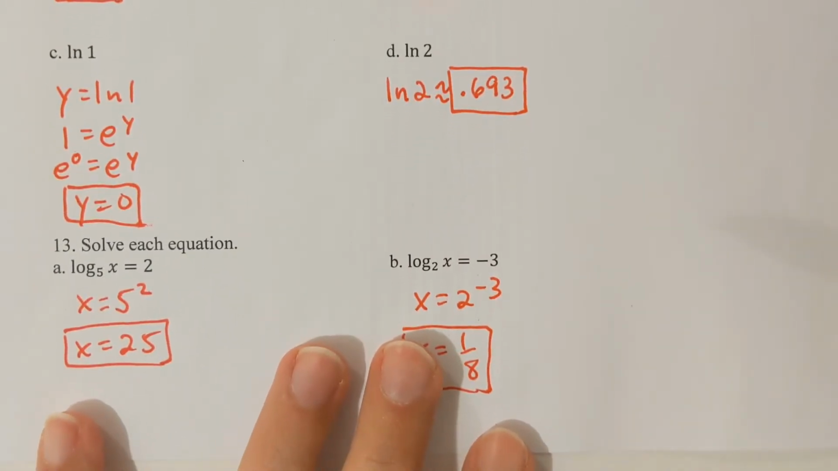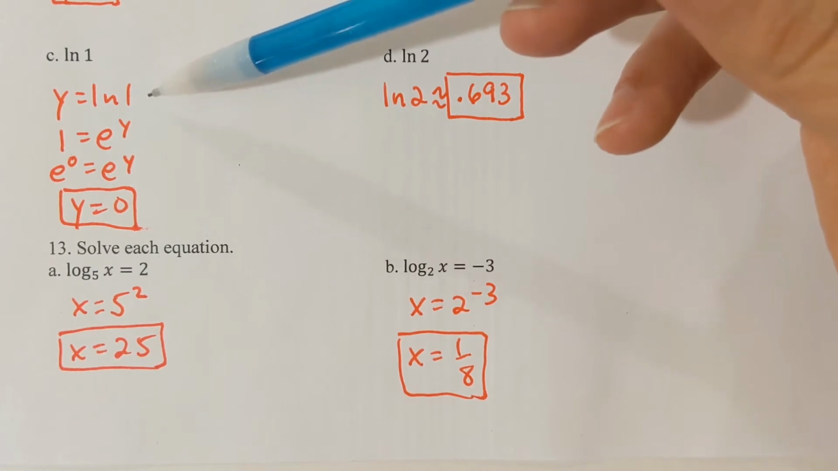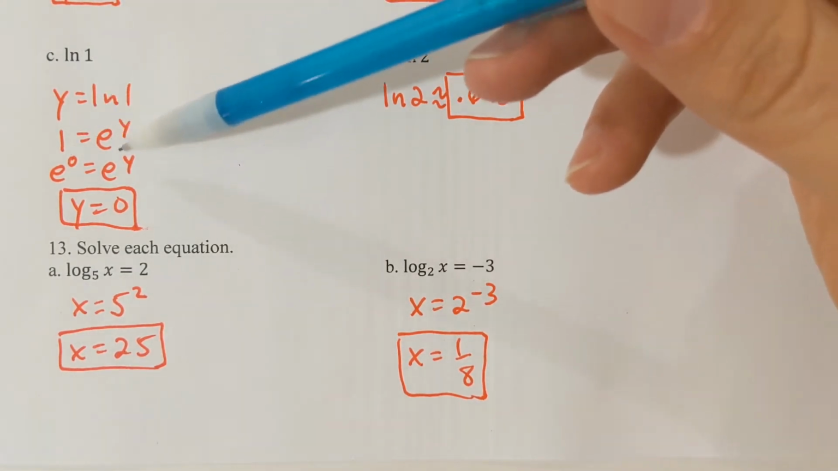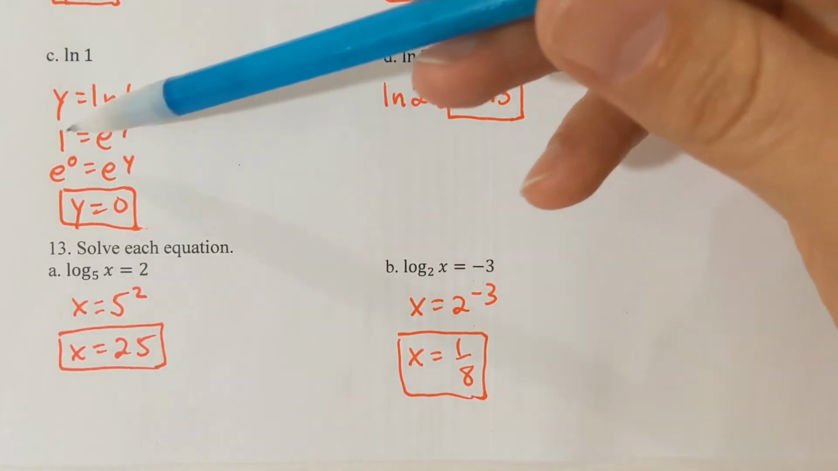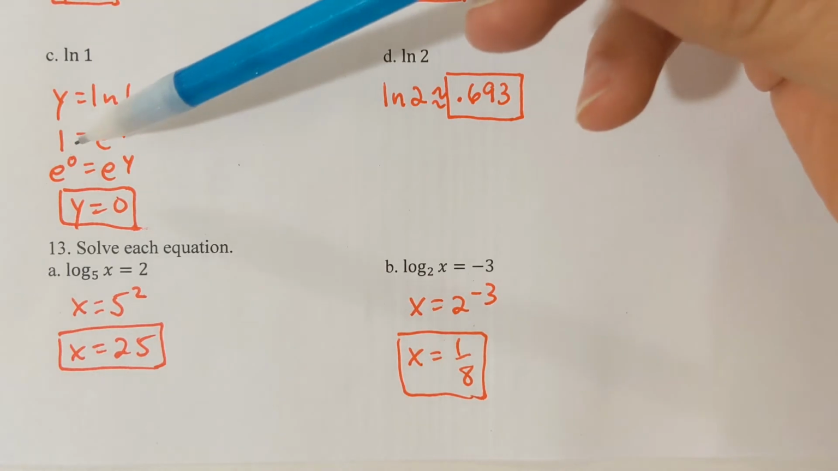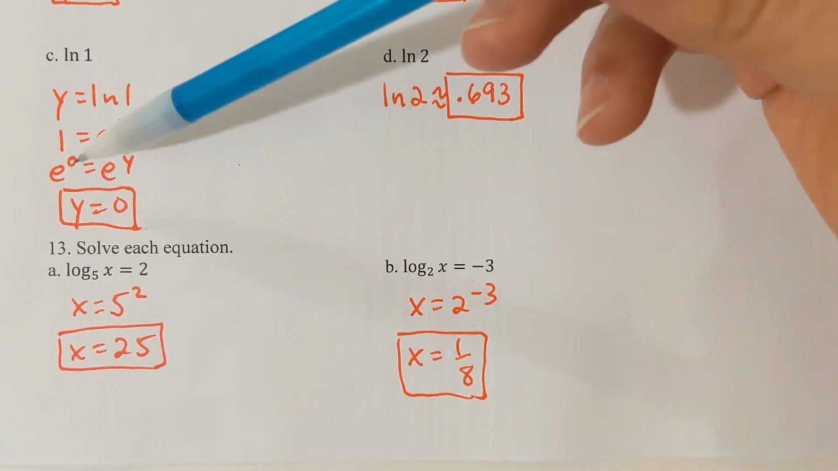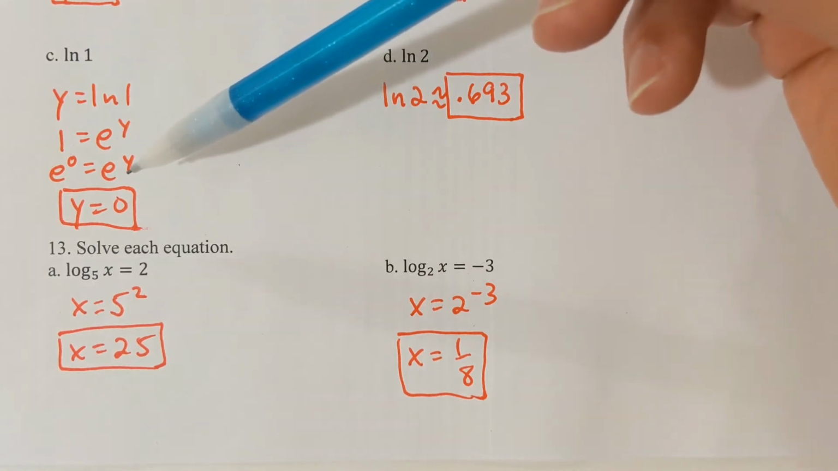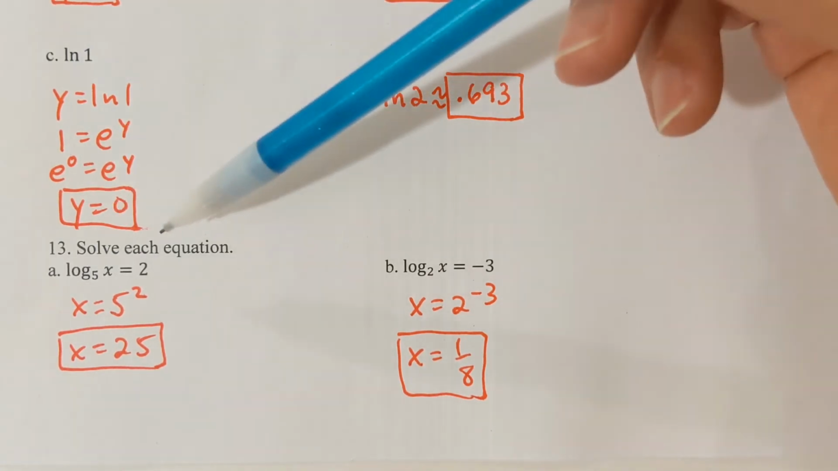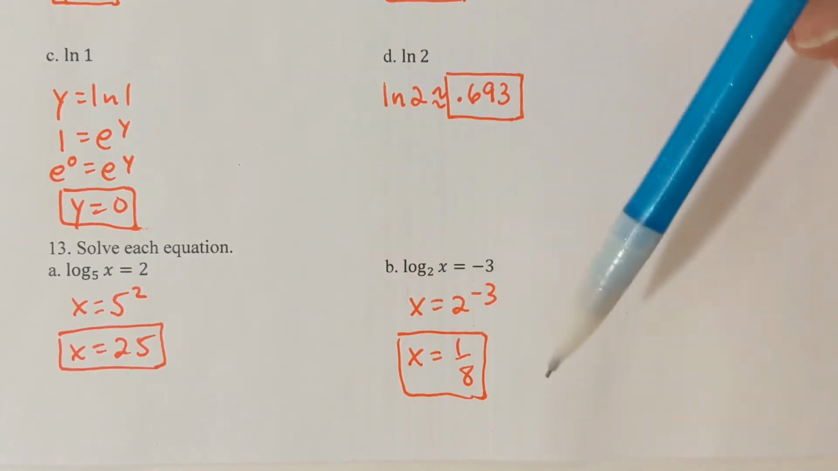Part C, the ln of 1. Well, if we call that y, x is 1, e is the base, y would be the power of e. 1 = e to the y would be the equation now in exponential form. And anything to the 0 power is 1, right? e to the 0 would be 1. So if you have e to the 0 = e to the y, remove the base and set the powers equal, that means that y is 0. The ln of 1 is 0.